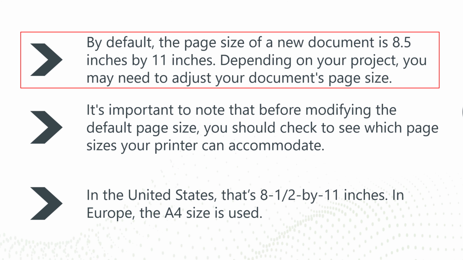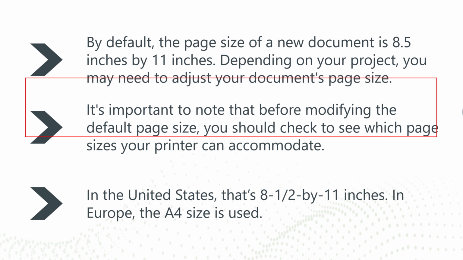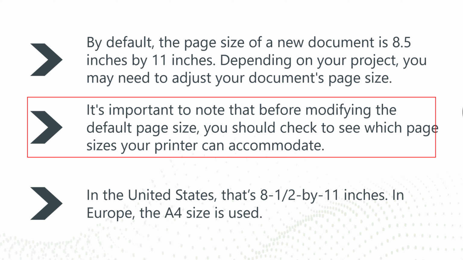By default, the page size of a new document is 8.5 by 11 inches, and depending upon your project, you may need to adjust your document page size. The most important thing to consider here is that your printer needs to be able to accommodate the page size of the document that you select.